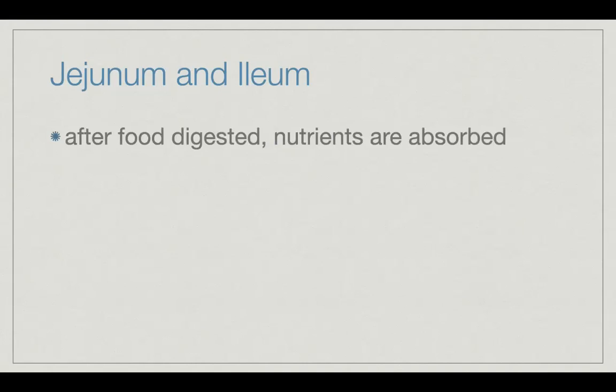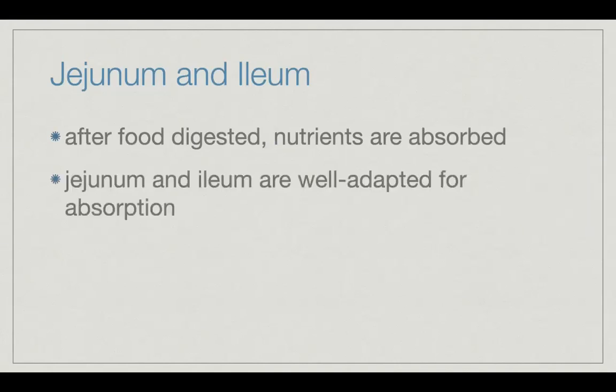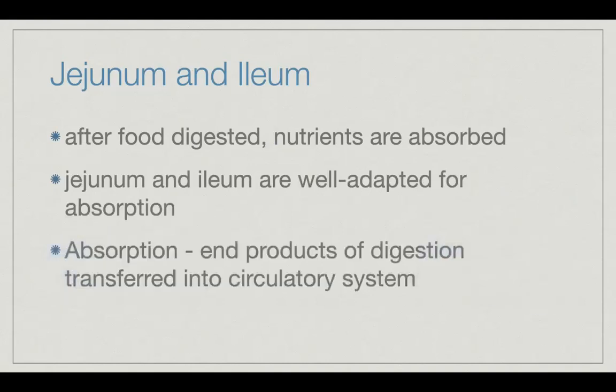After food is digested, so most of the digestion is going to occur in the duodenum and the jejunum. And from the jejunum through the ileum, and this is why the ileum is the longest part, that's where absorption is going to occur. Now, the jejunum and the ileum are well adapted for absorption. It makes sense because that's what the function is. And absorption is just transferring the end products of digestion to the circulatory system.